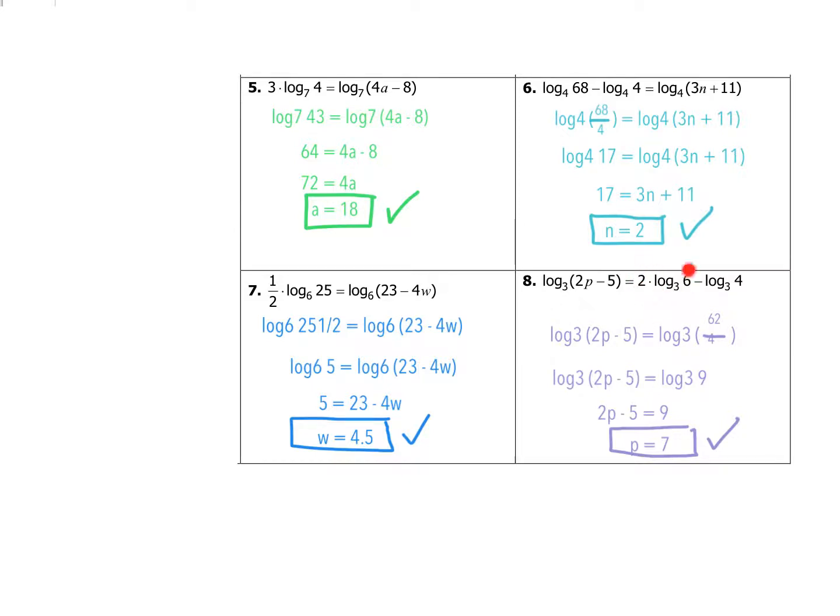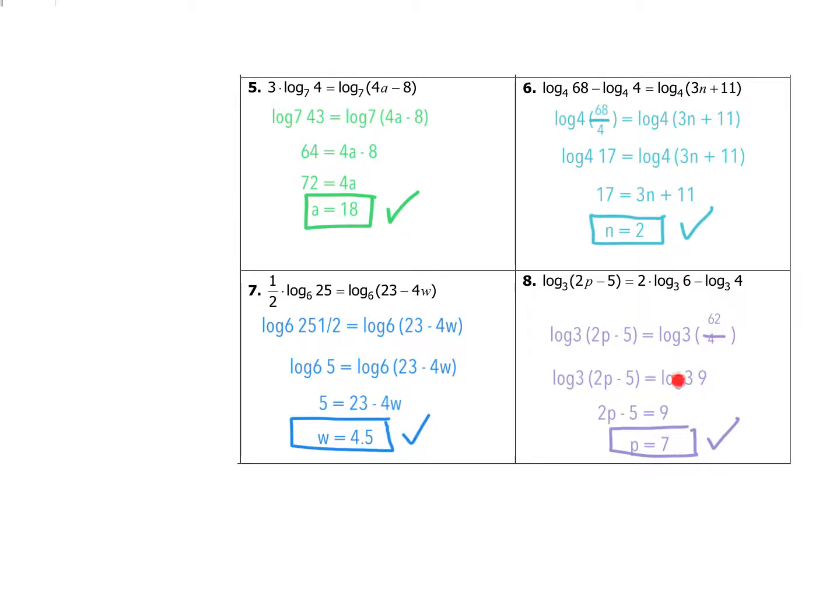I had 2 being multiplied by this log, which made me think power rule. And then I also had subtraction of logs with the same base, which made me think division. So I ended up rewriting it like this. So I brought the 2 to the exponent of the 6, and then at the same time, I took this value and divided it by this value using the quotient rule. So when I simplified 6 squared divided by 4, I got 9.